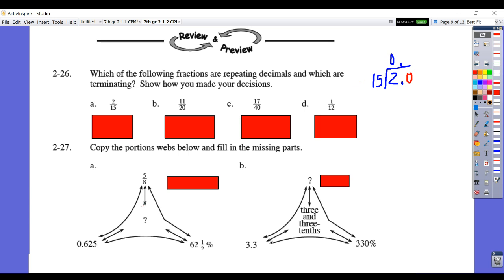For 227, you're going to copy the portions web below and fill in the missing parts. So 5/8, they're telling you is 625 thousandths, which is 62.5 or 62.5%. They want that in words. And you can write it in words based on the decimal or in words based on the fraction. For part B, they're giving you the decimal and the percent. They're giving you the words, and they want the mixed number or fraction.